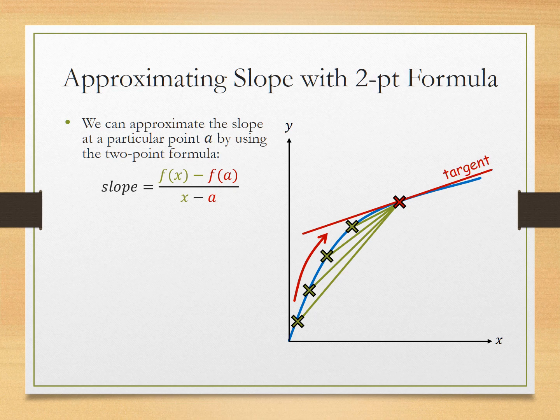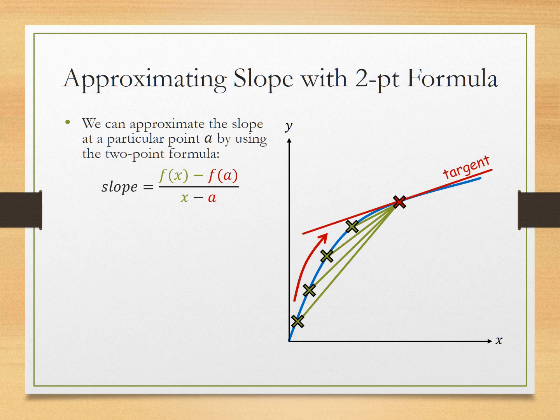Okay, so this is where we left off last week. We were saying that you can approximate the slope at a particular point A of a function by using a two-point formula. Now we want to do that because without calculus, we only have two-point formula to find a slope, and two-point formula is only accurate for straight lines.